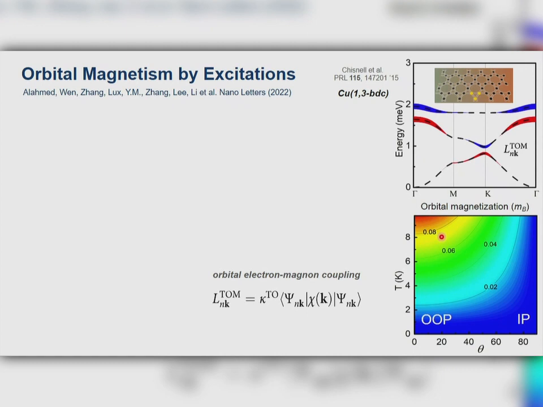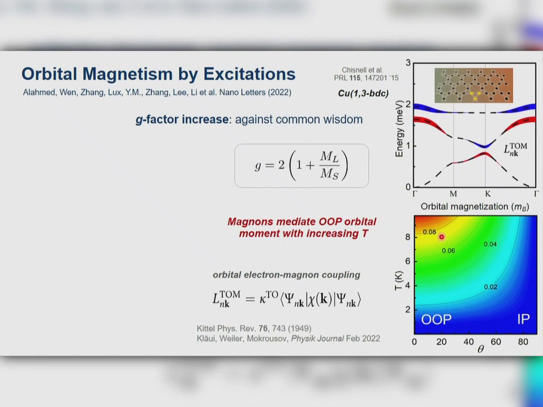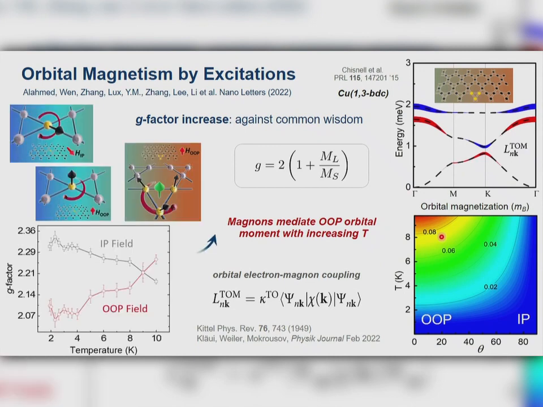And this is quite counterintuitive, so we proposed that magnons here actually would drive more magnetism as you increase the temperature. And what we did is we looked at the g factor, which, as you know, is proportional to the orbital magnetization in your system. And guess what? That is exactly what we observe in this system. What happens is what we predict.